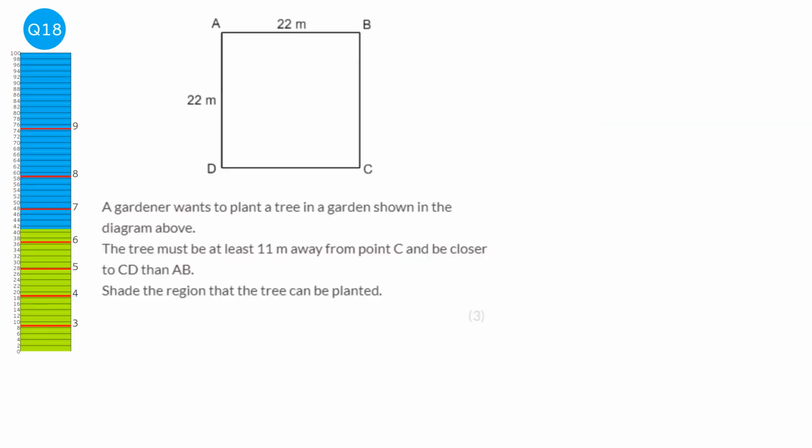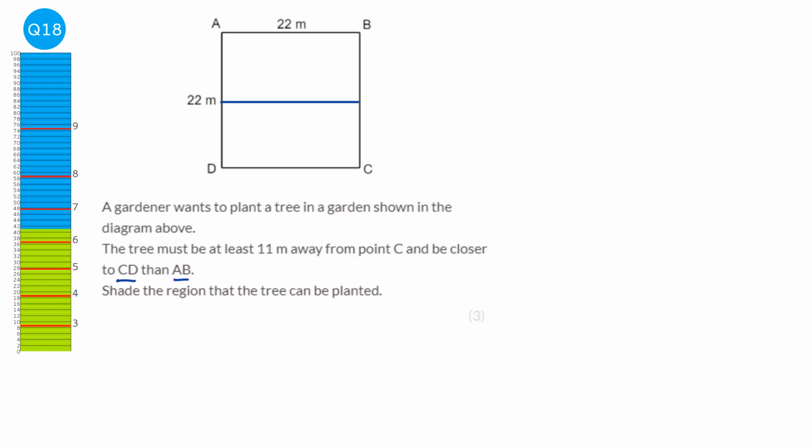The first thing to notice is that the tree must be closer to CD than AB. So if we draw a line across the middle, it can't be in the top bit because that would be closer to line AB.